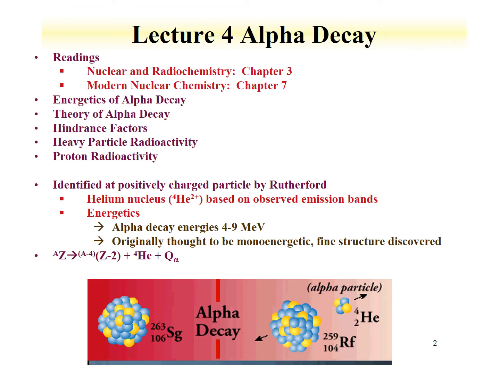In other words, the energy related to the decays. We're going to get information from the theory of alpha decay as it's developed between energetics and half-lives. We're going to introduce a term called hindrance factors. We're also going to talk about heavy particle radioactivity.